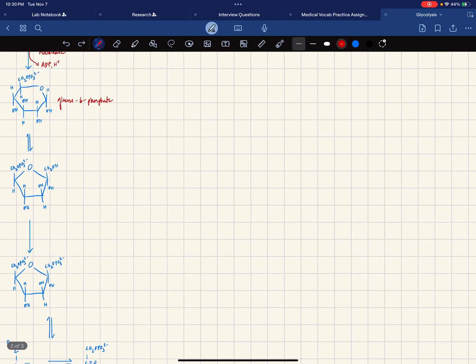Next enzyme, phosphoglucose isomerase. And so this one also does exactly what it sounds like it would do. It's going to take a glucose that has a phosphate on it, so phosphoglucose, and it's going to turn it into an isomer of itself. So fructose is another isomer of glucose. It's got the same molecular formula, but it's rearranged in a certain way. So we're taking glucose 6-phosphate and we're turning it into fructose 6-phosphate.